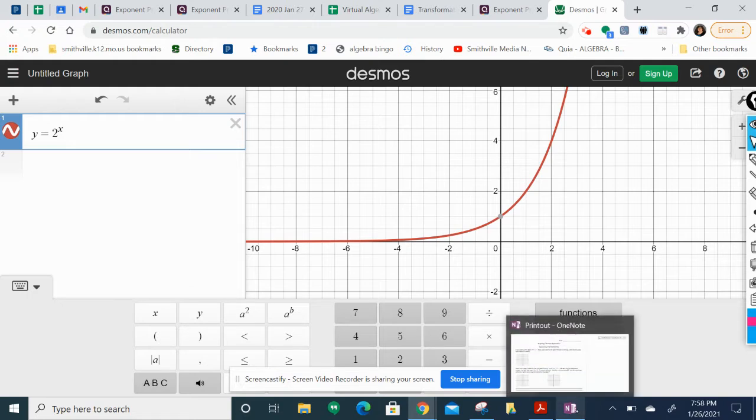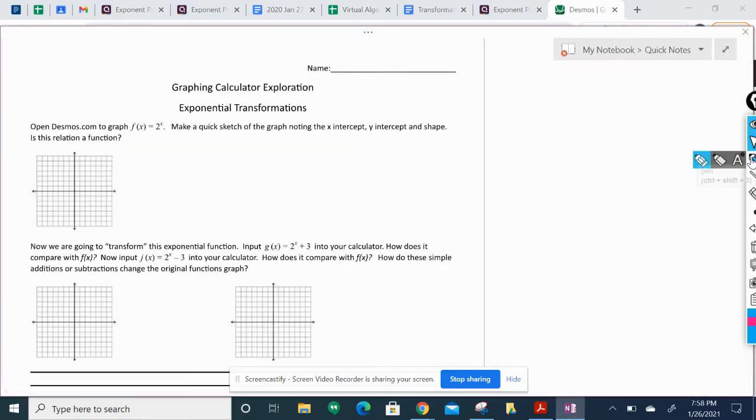So I'm going to come back now to our graph, and we're going to draw a quick sketch of what this looks like. And so again, it's not going to cross the x-axis. It's going to be really close there. It's going to cross at 1, and then it's going to be that nice curve. All right, so that's what our basic exponential function looks like. Hopefully that's a little bit of review.